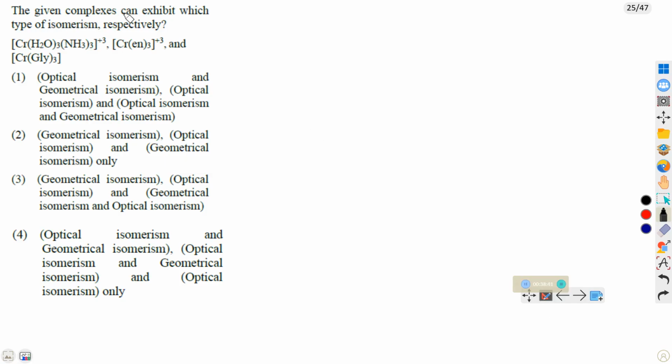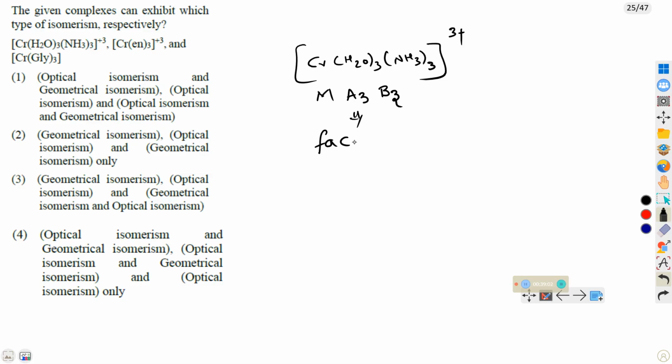The given complex can exhibit which type of isomerism? First one is given as Cr(H2O)3(NH3)3 3+. This looks like Ma3B3. Ma3B3 exhibits facial and meridional isomerism. That means geometrical isomerism.